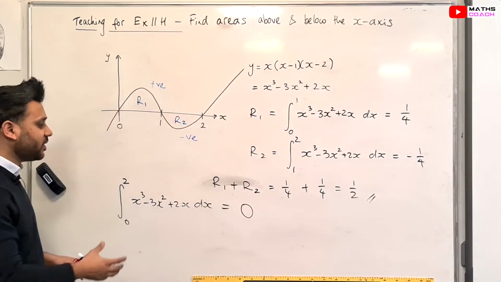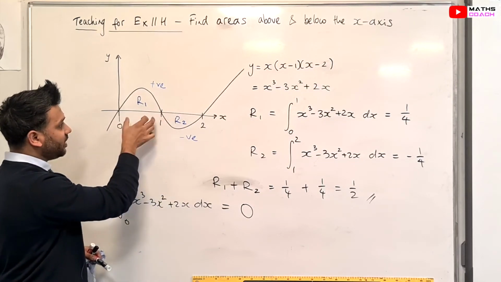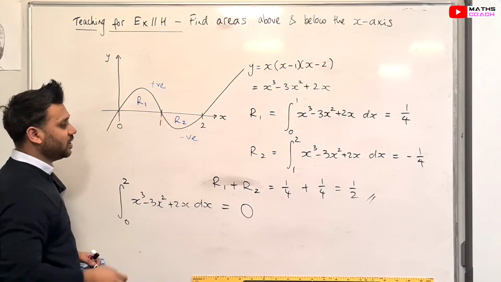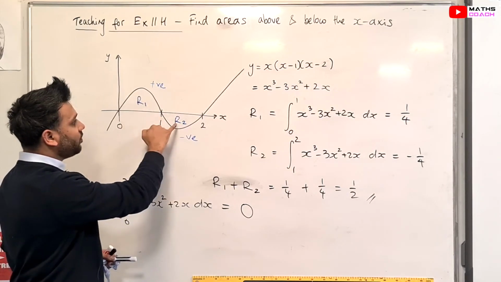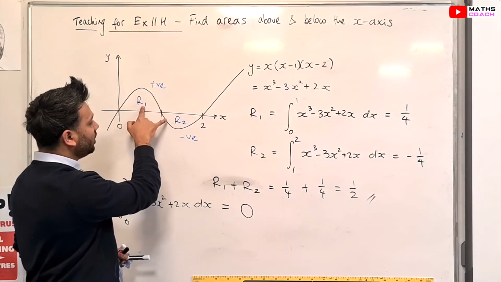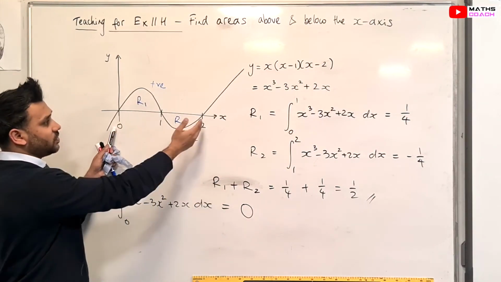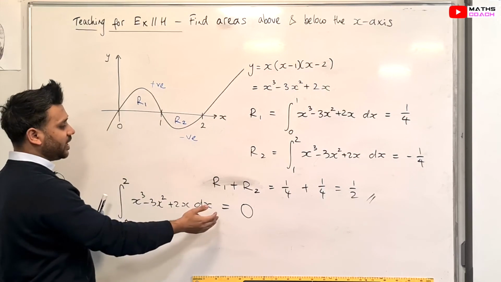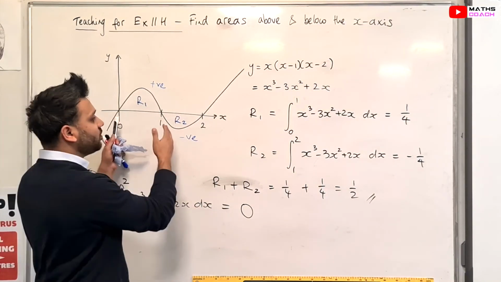And obviously, we know that the area is not 0 because you can see here that there's area above the x-axis and area below the x-axis. Because region 1 and region 2 happen to be identical, but one positive and one negative, obviously if you do it directly from 0 to 2, they cancel each other out, so you get 0 as an answer. That's the reason why we have to do them separately.